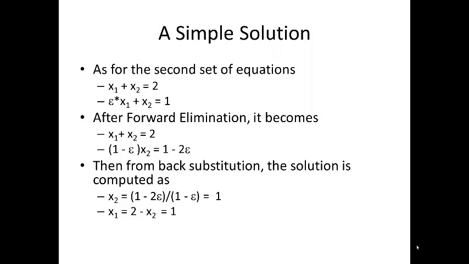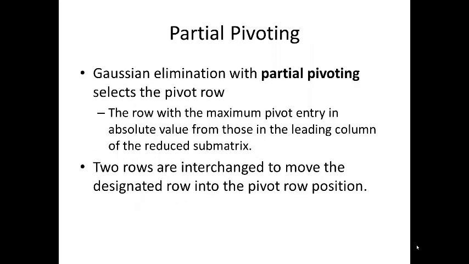Now let's take a look at partial pivoting. And this is the strategy we'll use in this chapter. Gaussian elimination with partial pivoting, we'll actually be using scaled partial pivoting. But Gaussian elimination with partial pivoting selects the pivot row based on the row with the maximum pivot entry in absolute value from those in the leading column of the reduced submatrix. Two rows are interchanged to move the designated row into the pivot row position.